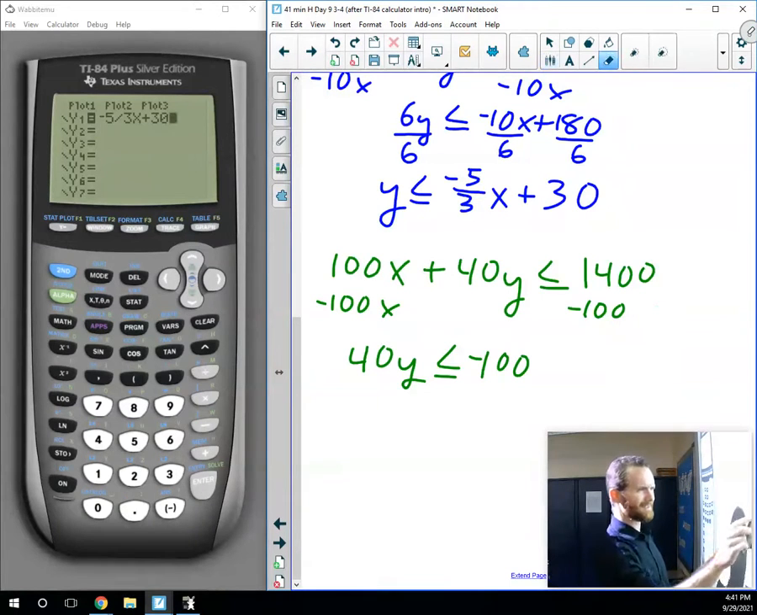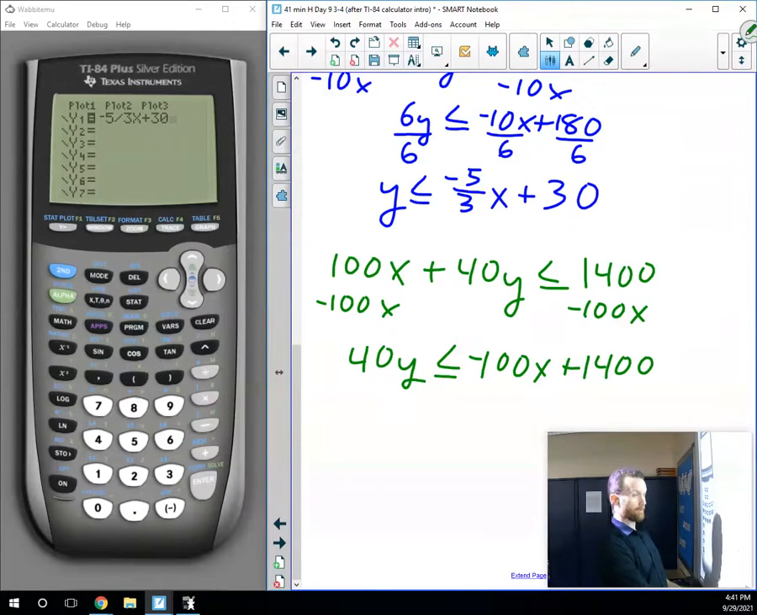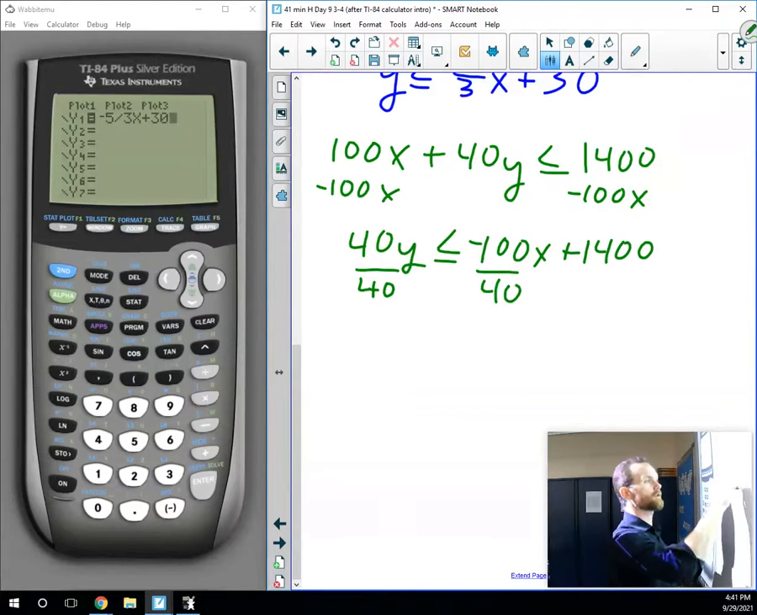It's still hideous. Try this one more time. There we go, that's better. Oh, I got distracted. Negative 100x plus 1,400. And now we divide by 40. Distribute the division over there. And let's see what we get.